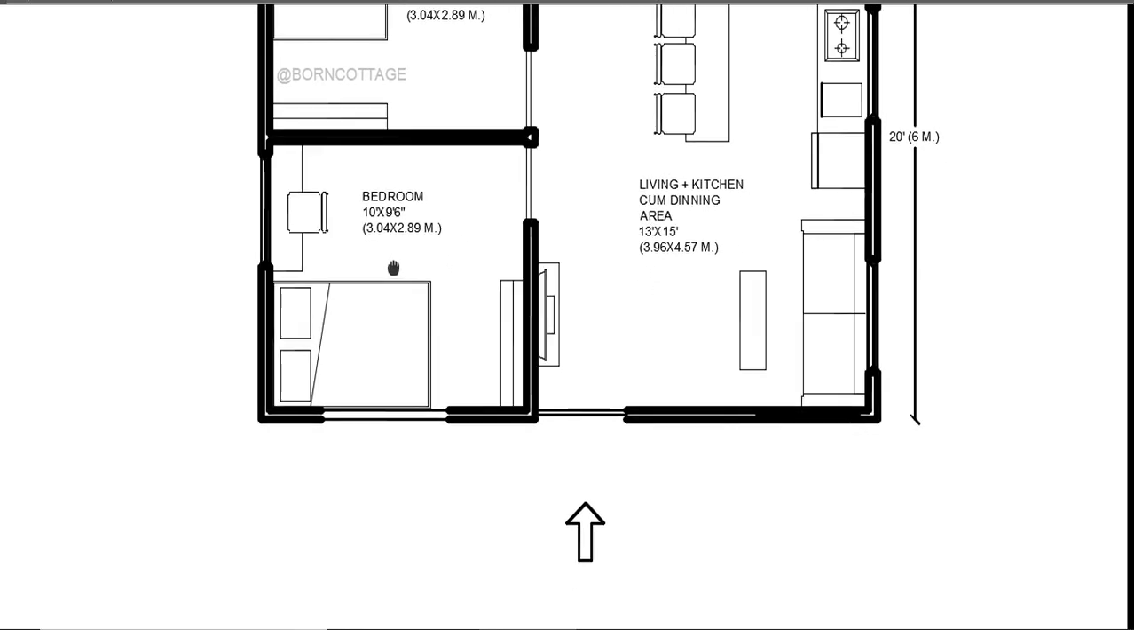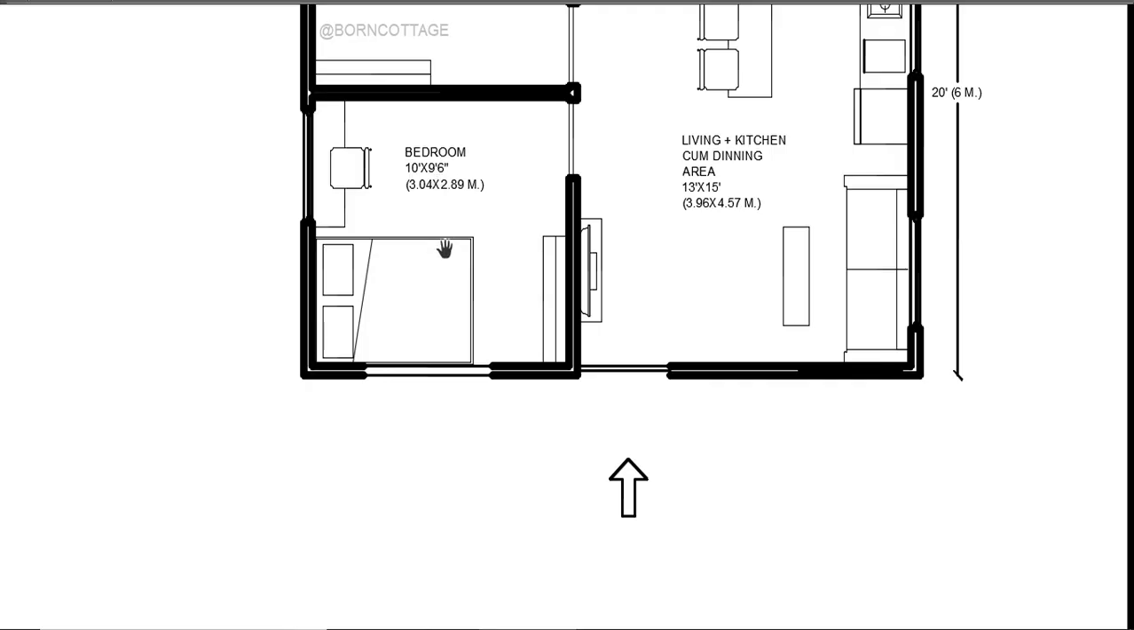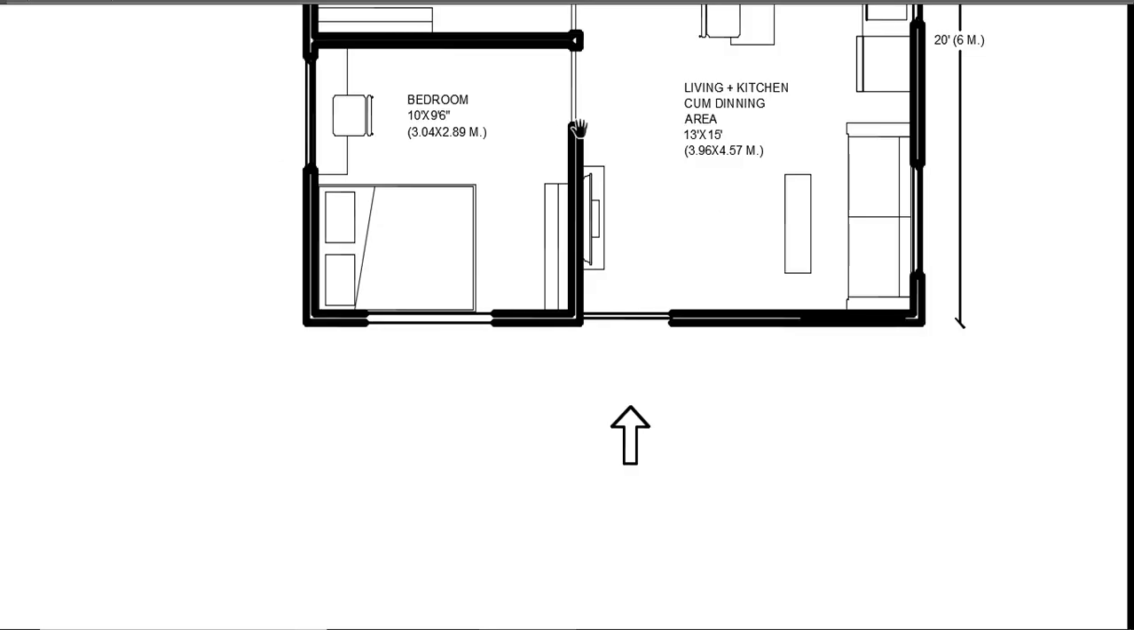If you go on the left side, so we have bedroom number 1 here. You can see here the bed arrangement, wardrobe arrangement, study table with chair, and a large size window for ventilation and light purpose. And after that we'll go inside.